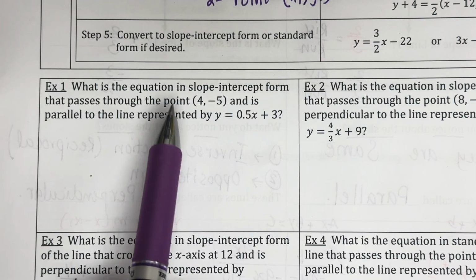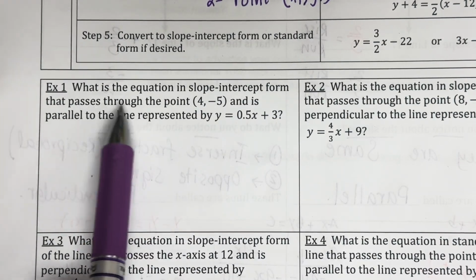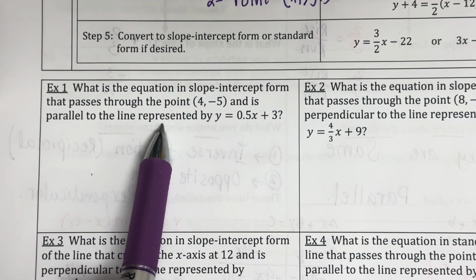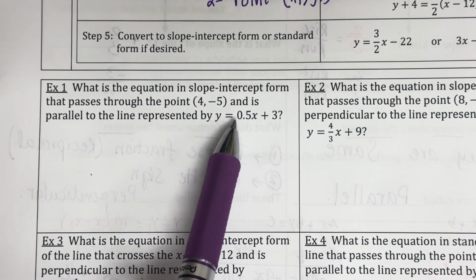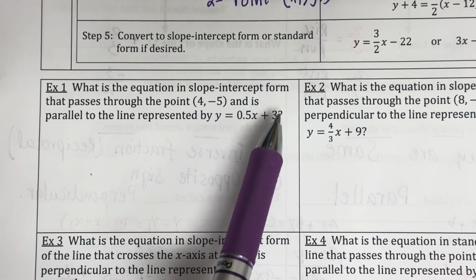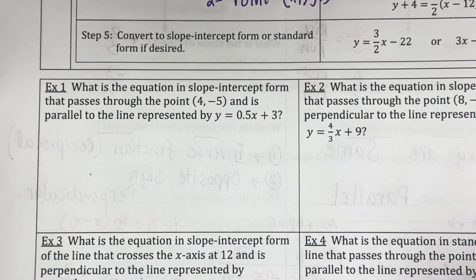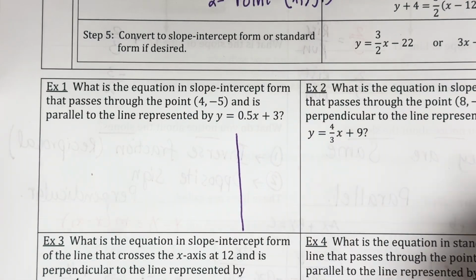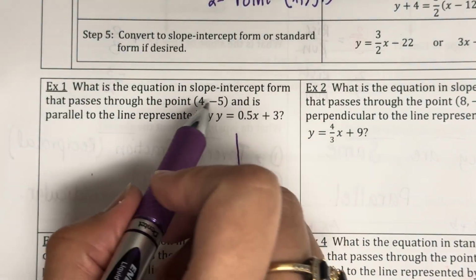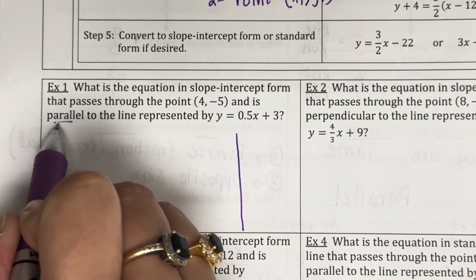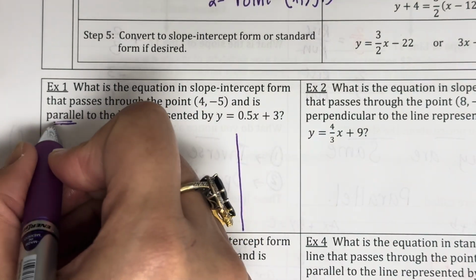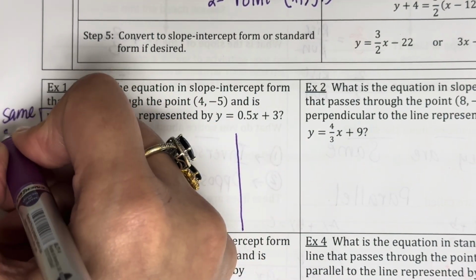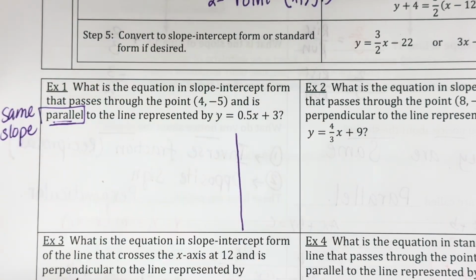Example number 1 says, write an equation in slope-intercept form that passes through the point (4, -5) and is parallel to the line represented by y equals 0.5x plus 3. I need the equation of a new line which passes through the point (4, -5) and is parallel. So my keyword over here was parallel. Parallel means same slope. Different y-intercept, but same slope.